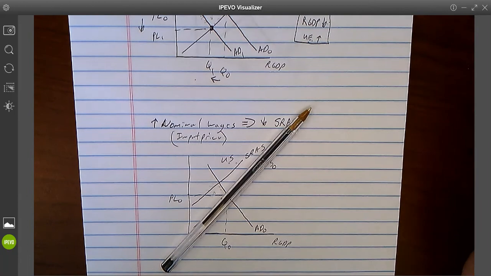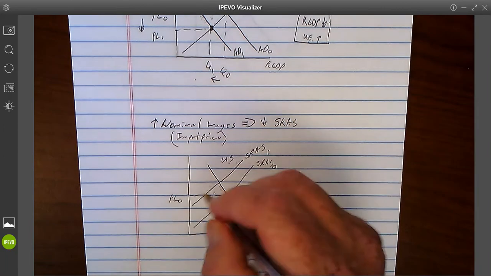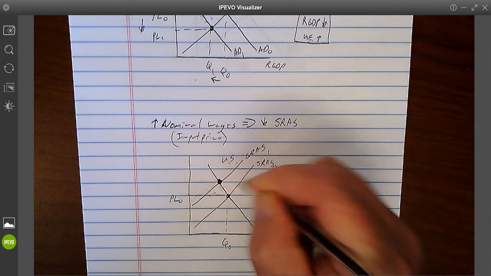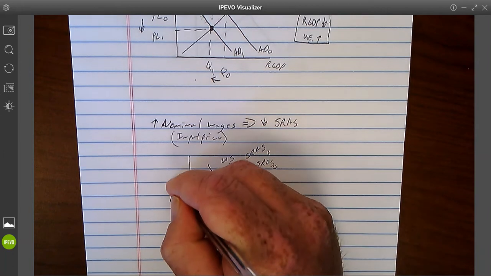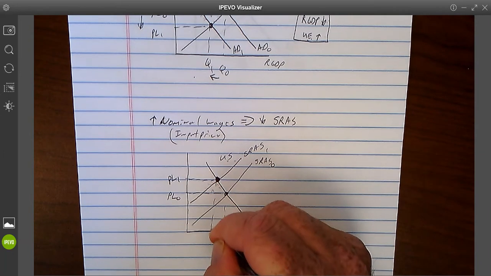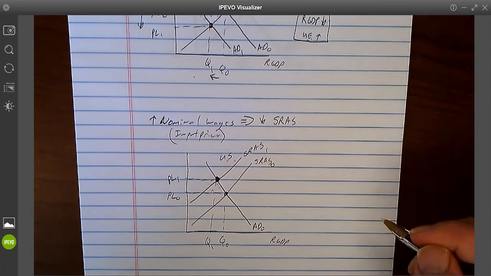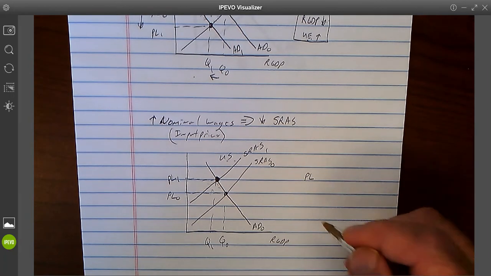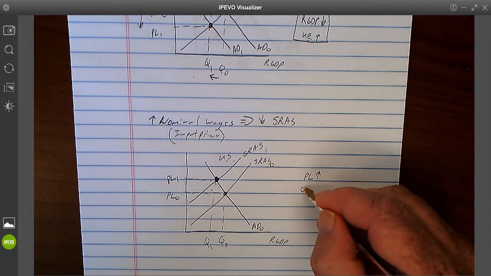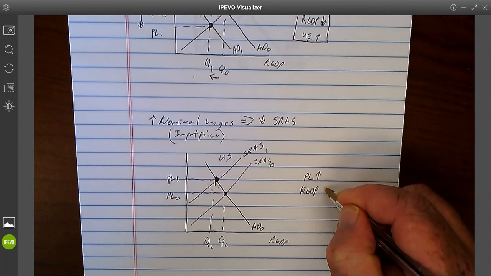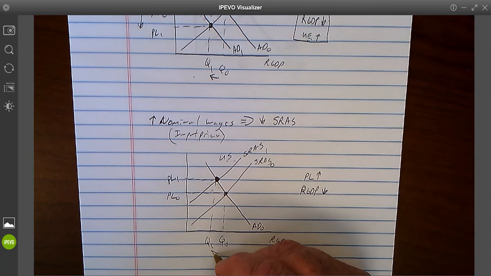Okay, why? Because as the price level goes up, my real balances are smaller, so I buy less. Interest rates go up, so I'm going to borrow and buy less. And foreigners are going to buy less in the United States because it's got more expensive. Okay, until a new equilibrium is established. That new equilibrium will occur at PL1, Q1. So what's happened to the price level? It's gone up. What's happened to real GDP? It's gone down.